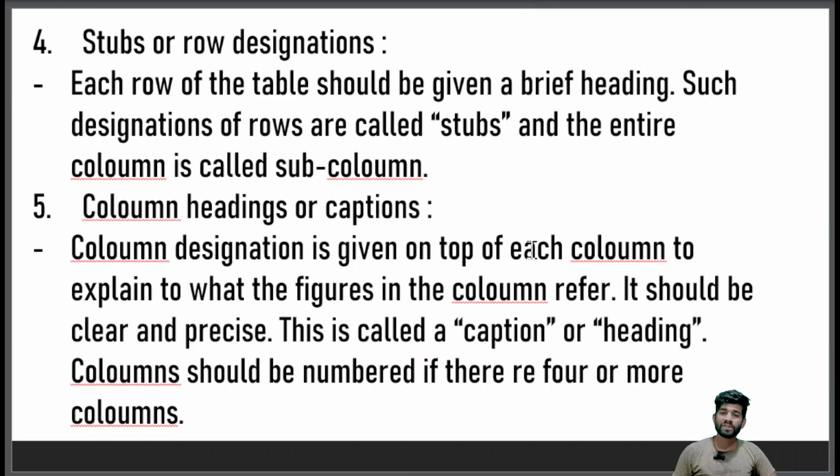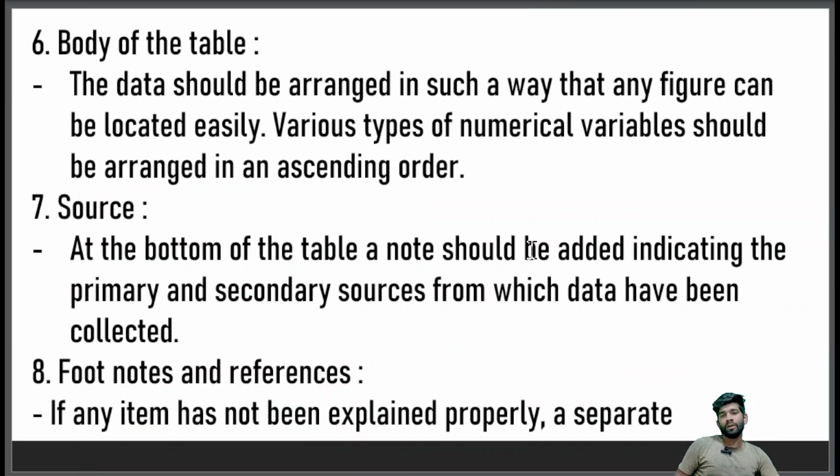Column headings or captions. Column designation is given on the top of each column to explain what the figures in the column refer to. You have to give column designations on top of each column. It should be clear and precise. This is called a caption or heading. Columns should be numbered if there are 4 or more columns. Body of the table. The data should be arranged in such a way that any figure can be located easily. Various types of numerical variables should be arranged in ascending order.